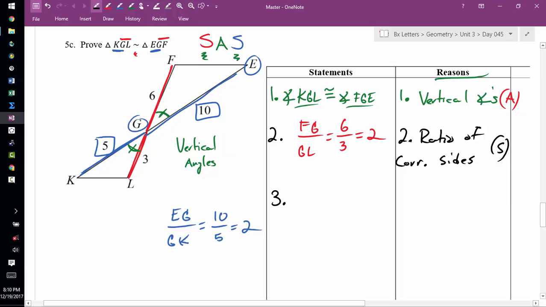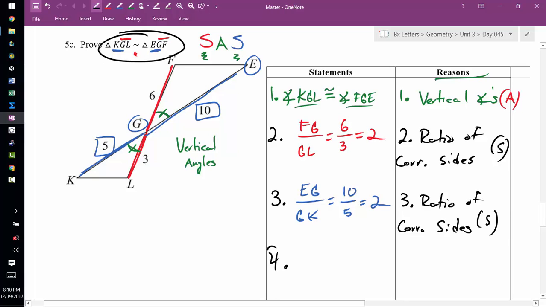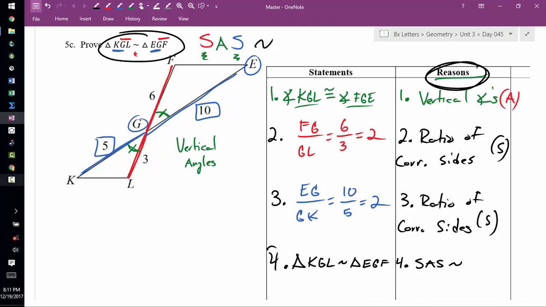And then 3. Here's my second ratio of corresponding sides. And when I put these 3 facts together, I can make this claim. I can make the claim that triangle KGL is similar to triangle EGF, and I can be confident in that claim because my reason is sufficient. My reason is backed up by a theorem known as the side angle side similarity theorem. I'll see you in the next one.